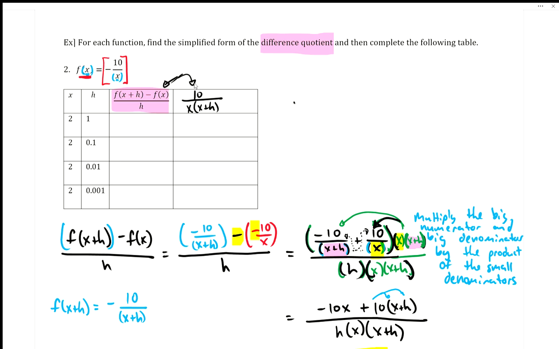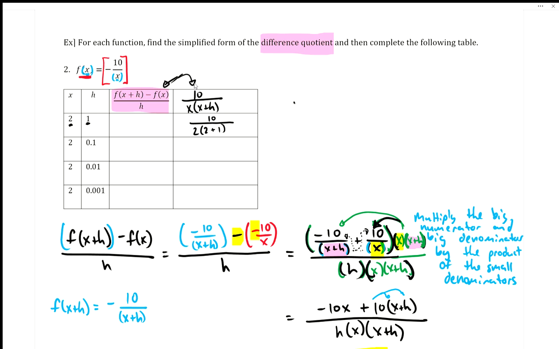Now we're doing what they want for step 2. So the difference quotient we found, now the rest is filling this table. And so we'll plug in x is 2 into this equation there. So that's what this far right column's for. So when we plug 2 in, we're going to get 10 over 2 times 2, and then we're going to plug the h equals 1 in, plus 1.